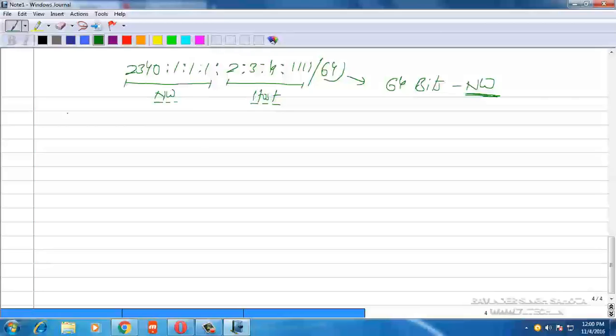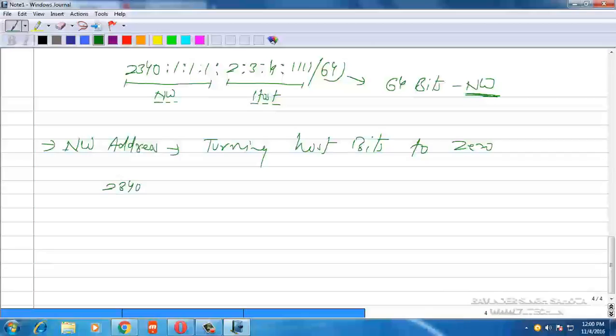As in IP version 4, the network address is derived by turning the host portion bits to 0. So if we turn all the host bits to 0, this address will become 2340:1:1:1:0:0:0:0/64.